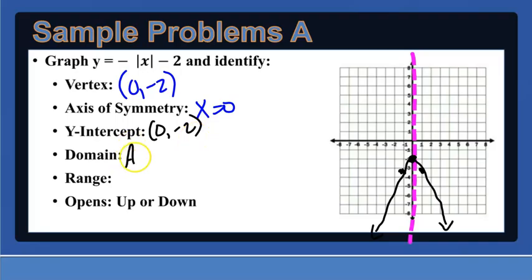The domain is all real. The range is, it doesn't go above negative 2, so it has to be less than or equal to negative 2. And this one opens downward. You'll notice if there's a negative out in front, it always opens downward.